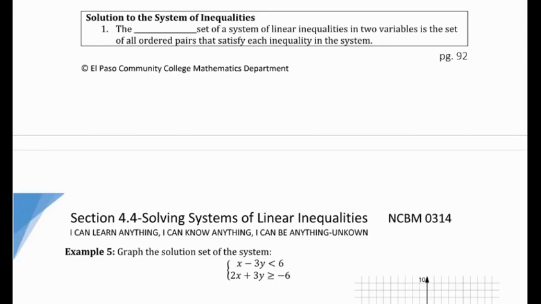So the solution to a system of inequalities. The solution set of a system of linear inequalities in two variables is the set of all ordered pairs that satisfy each inequality in the system.